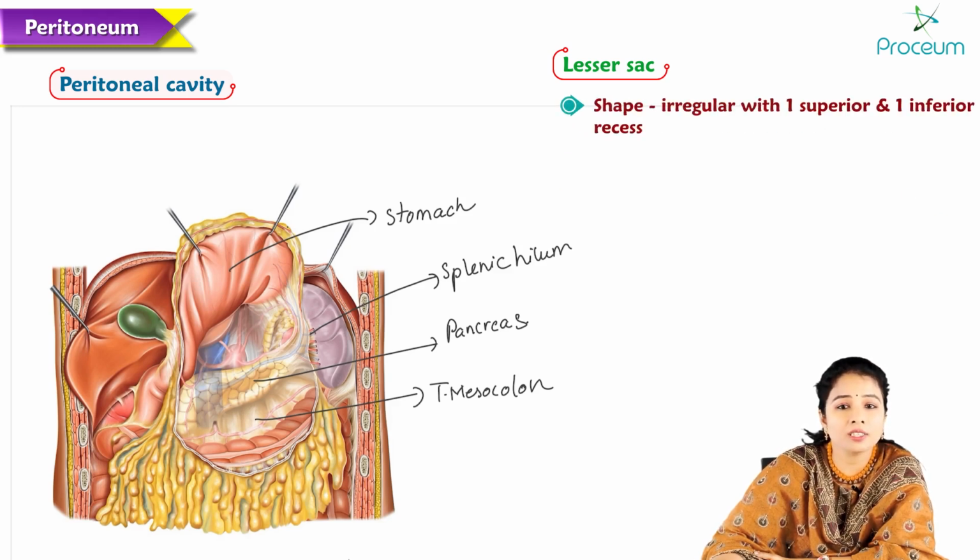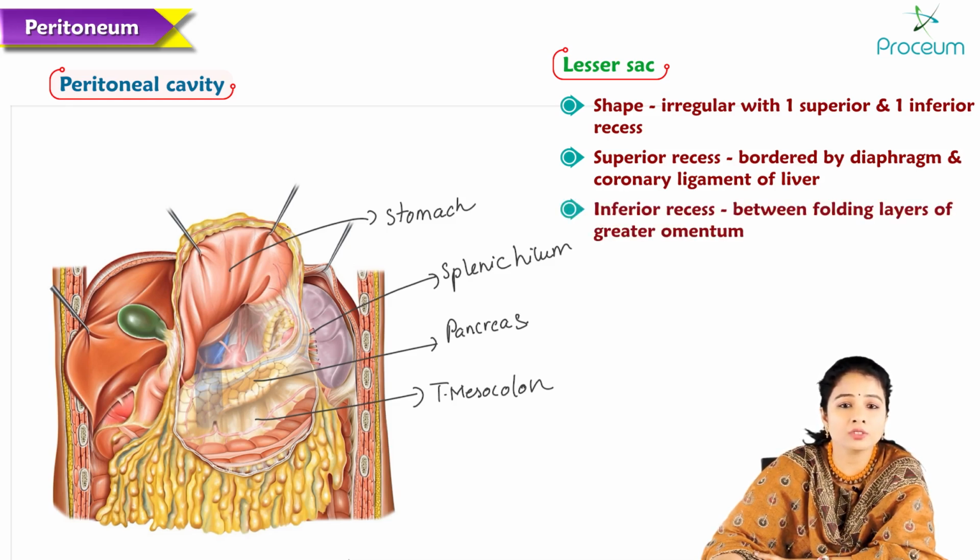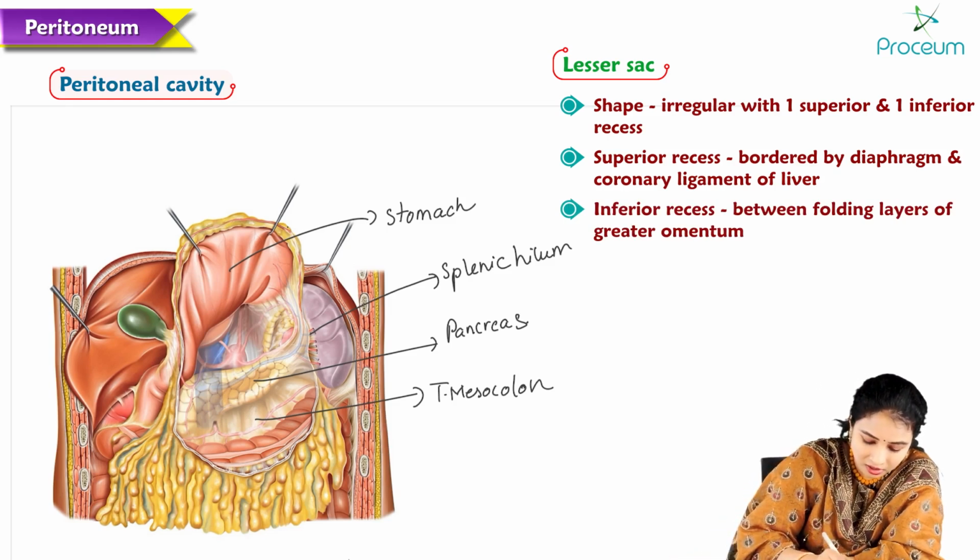The shape of the lesser sac is irregular with one superior and one inferior recess. The superior recess is bordered by the diaphragm and coronary ligaments of the liver, whereas the inferior recess is seen between the folding layers of greater omentum. This section is taken along the inferior recess. So this is the greater omentum.